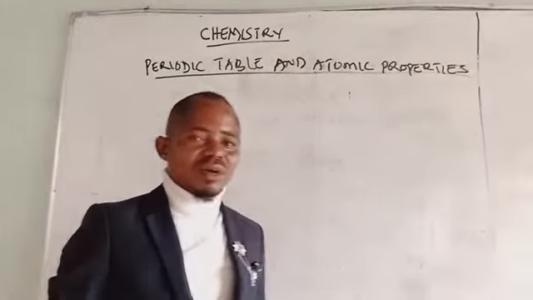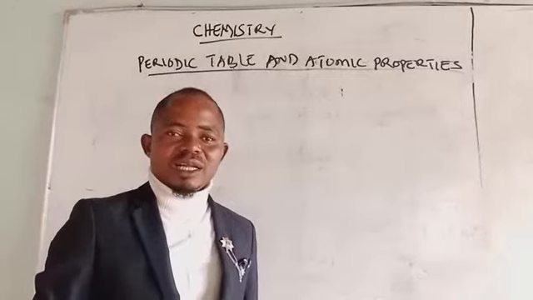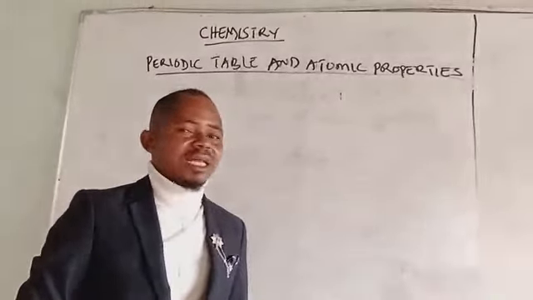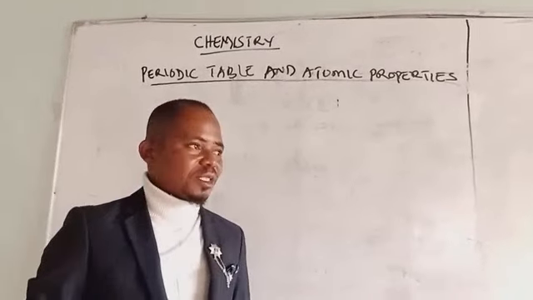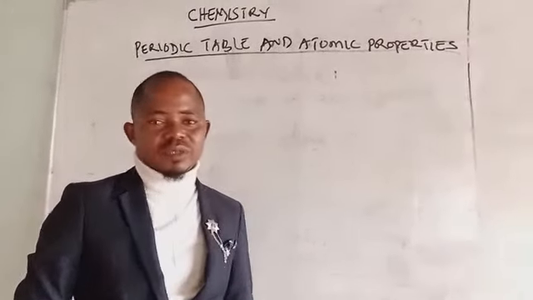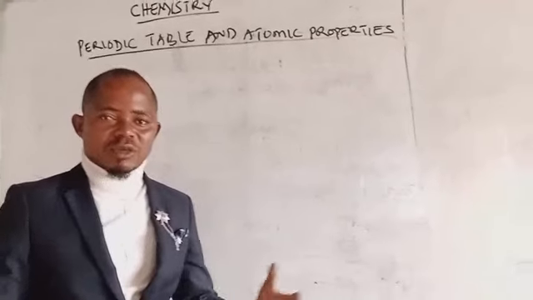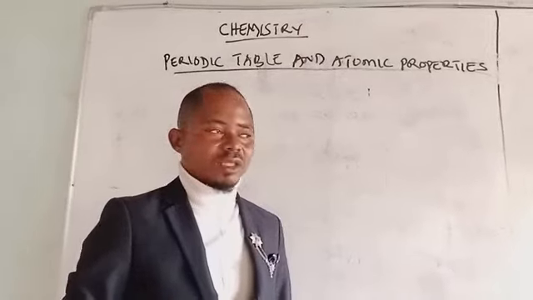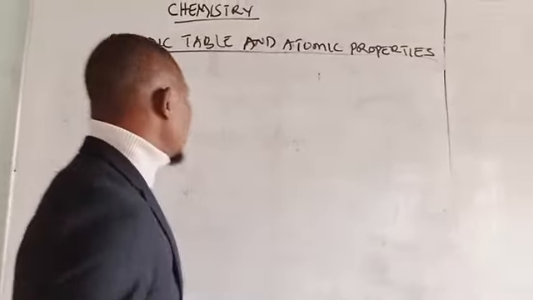The number of shells determines the period an element belongs to, while the number of electrons in the outermost shell determines the group an element belongs to. And we have established that the outermost electrons, or the electronic configuration of the atom, determine the chemical properties of the atom. When elements go into reaction, it is the outermost electrons that are involved majorly. So it is what determines the chemical reaction.